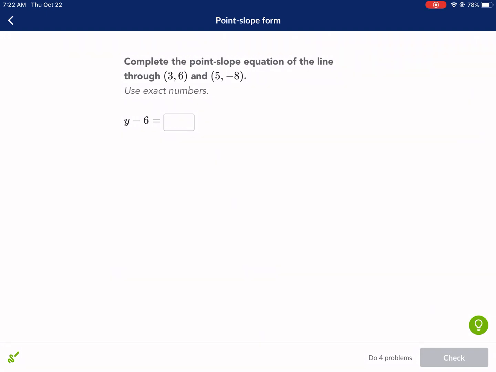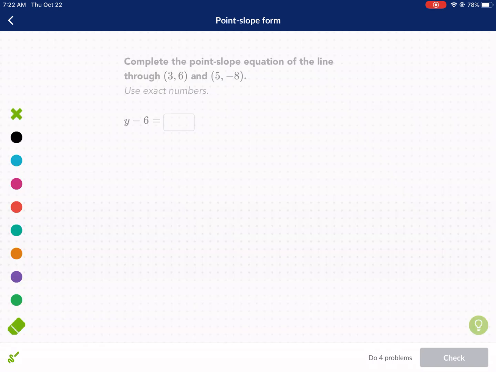Today we are doing point slope form. This should be a quick video, but let me not detract from how important point slope form really is. It's one of the most useful forms, especially when you're finding perpendicular and parallel lines. Let's go ahead and dive right into it.